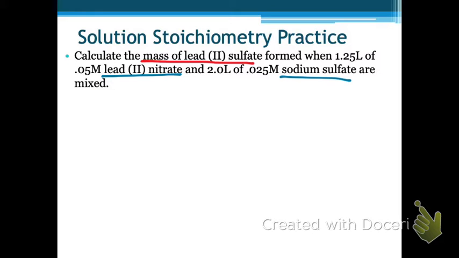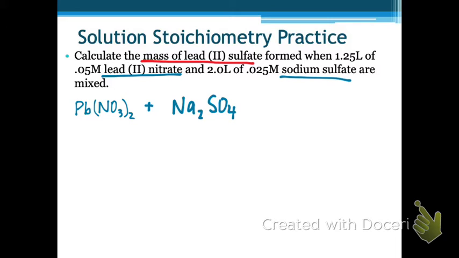So lead plus 2 nitrate, what would that give me? Pb(NO3)2, parentheses 2. Right? Lead nitrate. I'm going to make this a little smaller. Lead nitrate plus sodium sulfate. So sodium sulfate would have to be Na what? Na2SO4. Good.